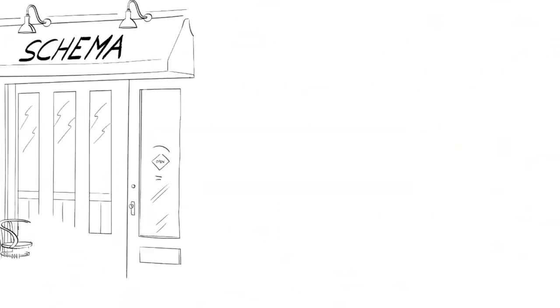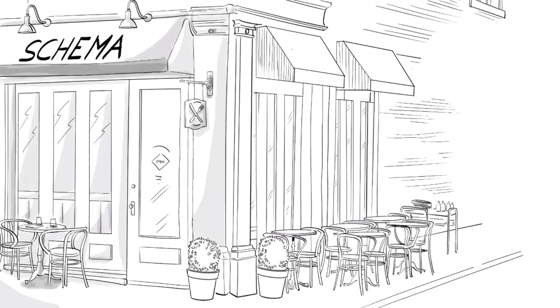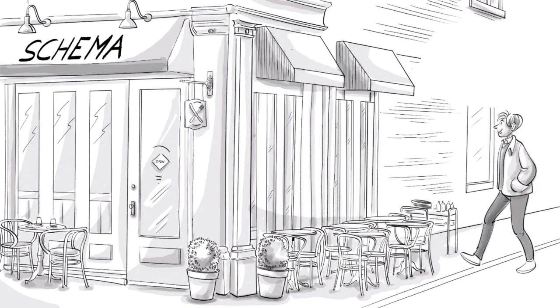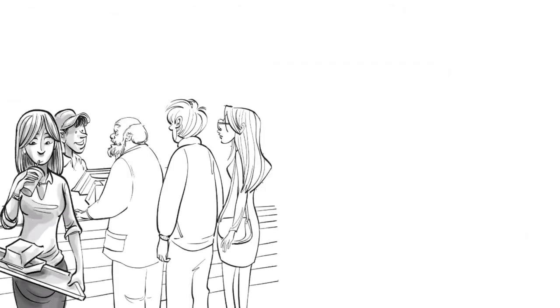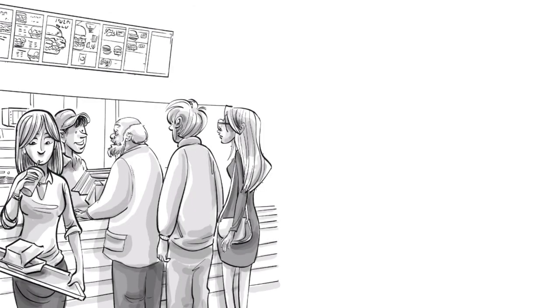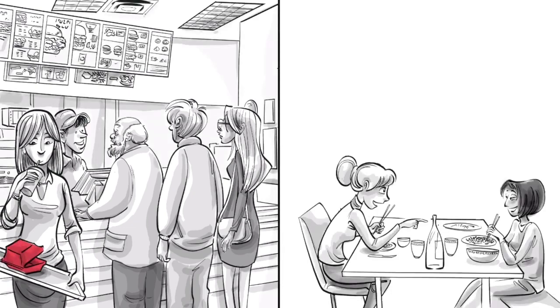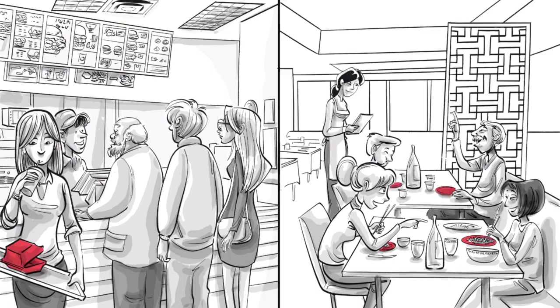A schema is a generalization of past experiences that forms a scripted pattern of thought. For example, we all have a specific process in mind when we think about going to a restaurant. Some imagine standing in line, placing an order and eating, and then throwing the trash away. Others imagine being seated, then ordering, sharing everything, and then paying, leaving a generous tip.